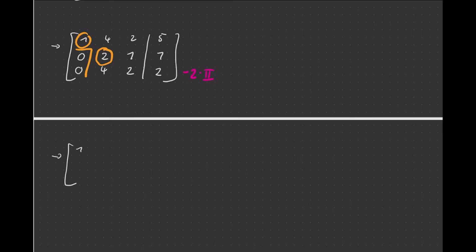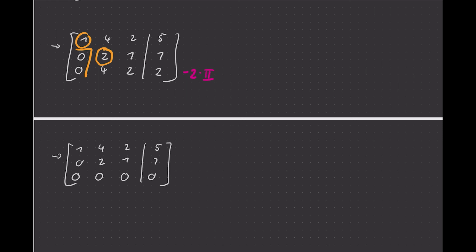So we copy rows 1 and 2. Those will not be touched anymore. And the third row then becomes, well, there's a 0. Then we have 4 minus 2 times 2. So 4 minus 4, that is 0. And 2 minus 2 times 1, 2 minus 2, that's also 0. And for the right-hand side, 2 minus 2 times 1, that's again 0.